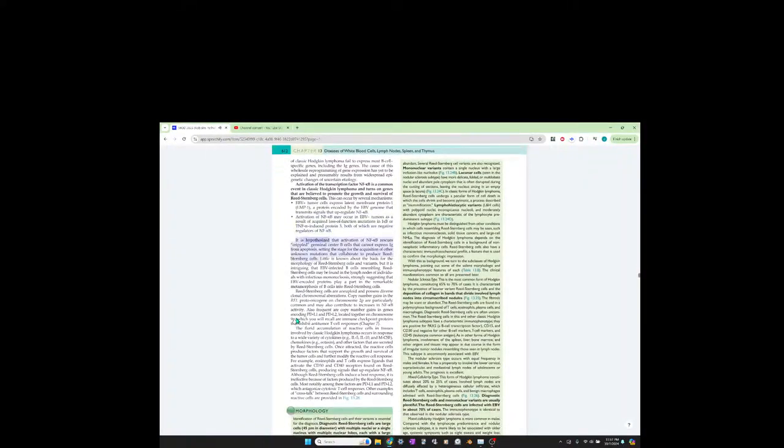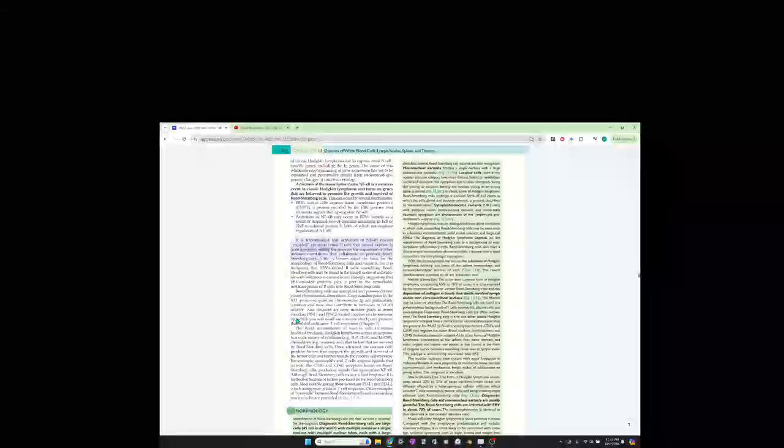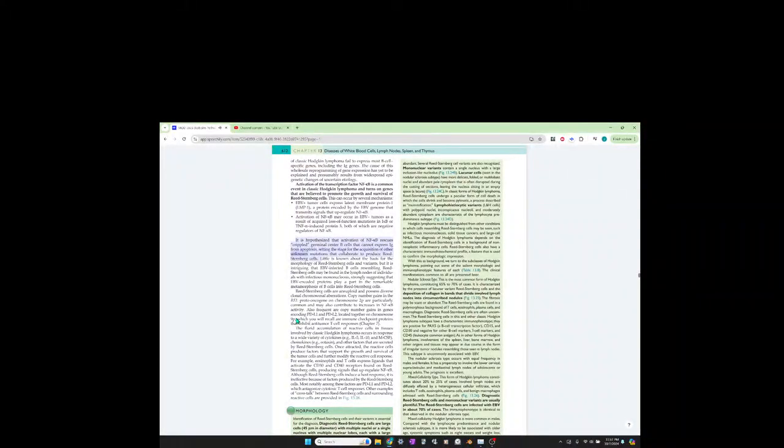This can occur by several mechanisms. In EBV-positive tumor cells, latent membrane protein 1, a protein encoded by the EBV genome, transmits signals that upregulate NF-kappa B. Activation of NF-kappa B may also occur in EBV-negative tumors as a result of acquired loss of function mutations in IKB-alpha or TNF-alpha-induced protein 3, both of which are negative regulators of NF-kappa B. It is hypothesized that activation of NF-kappa B rescues crippled germinal center B cells that cannot express Ig from apoptosis, setting the stage for the acquisition of other unknown mutations that collaborate to produce Reed-Sternberg cells.